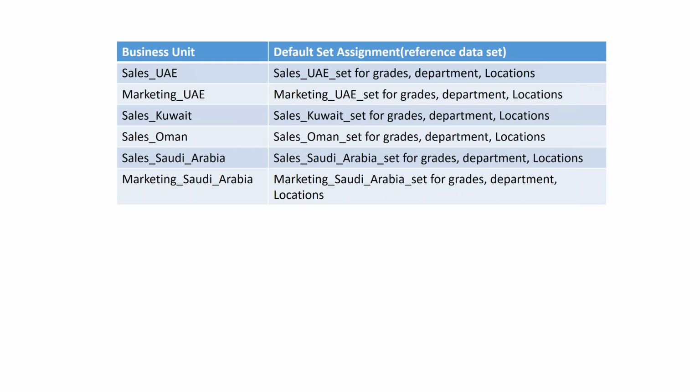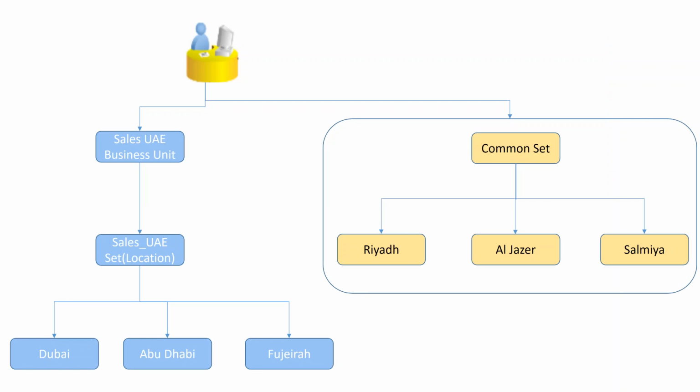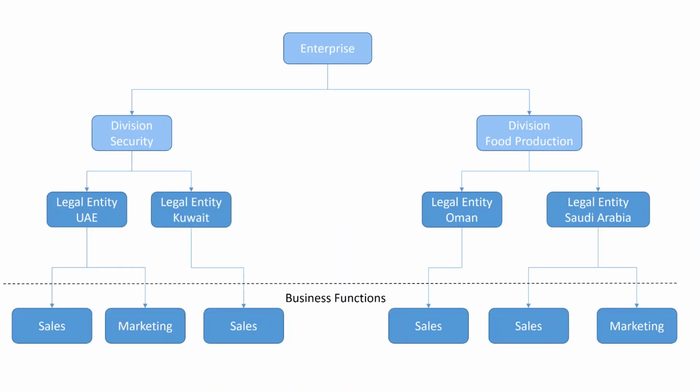If we see the next slide, I have captured a scenario. In the blue boxes, I have used the reference data set, and on the right hand side in the yellow boxes, I've used the common set. If you remember this particular enterprise structure, there is a legal entity in UAE, a legal entity in Kuwait, and then Oman and Saudi Arabia.